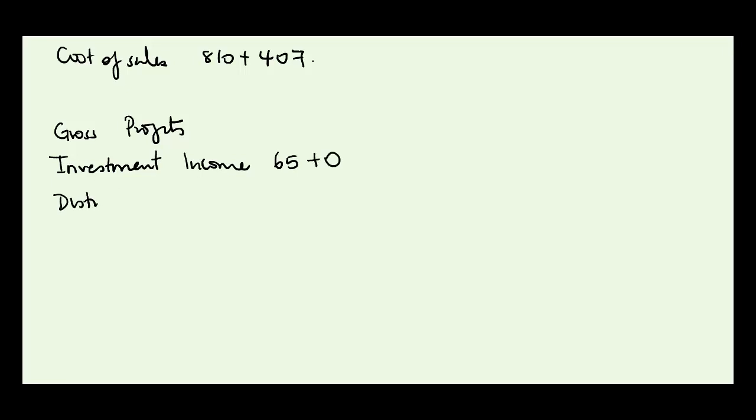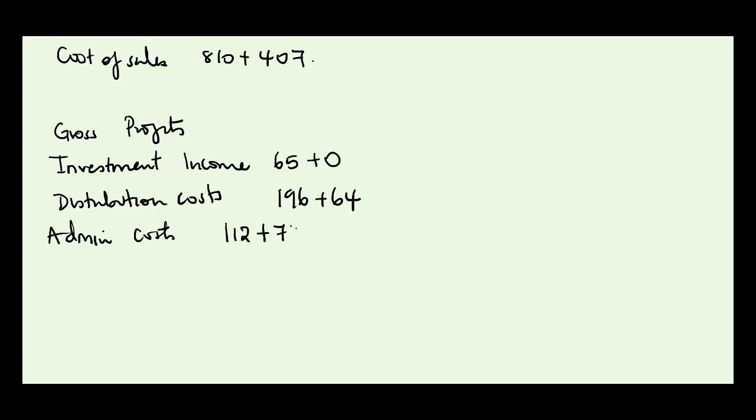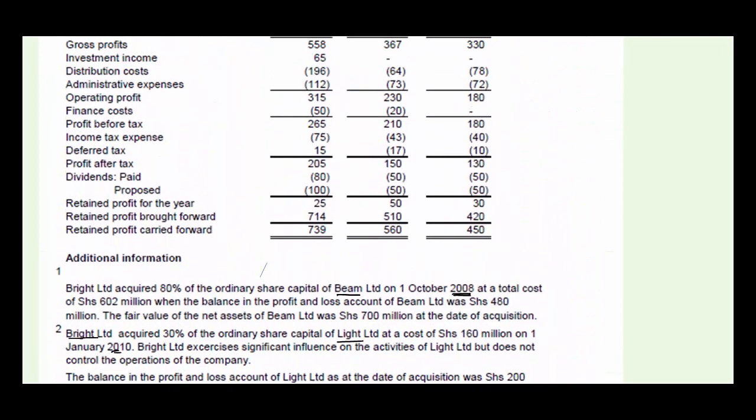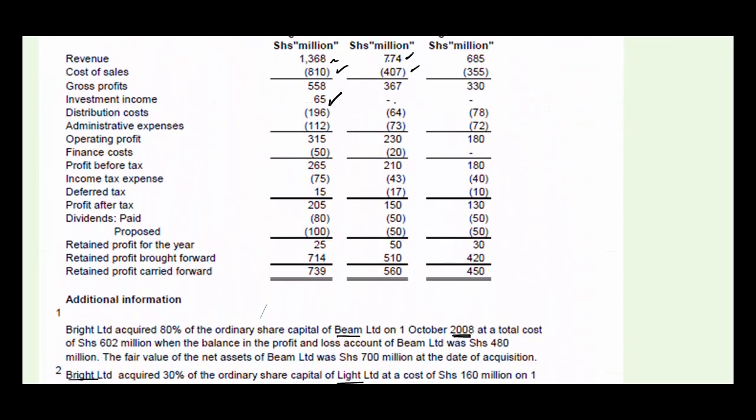Our distribution costs, 196 plus 64. Our admin costs, 112 plus 73. Our finance costs, 50 plus 20. Okay, so remember all these numbers, we're just picking them directly. There is nothing we have done that is out of the equation. So we're just taking all these. We've taken finance costs. Okay, great.